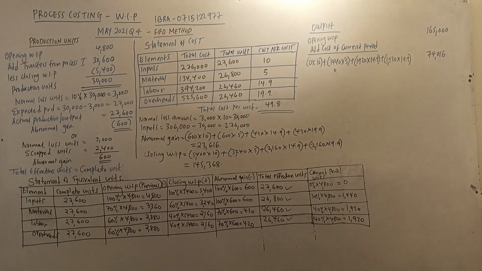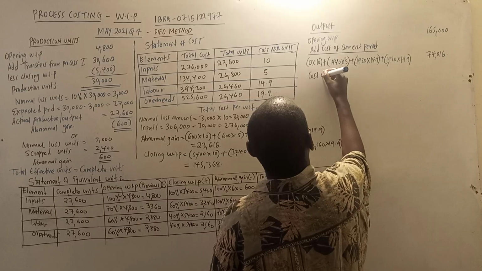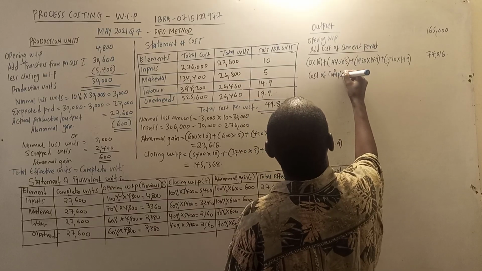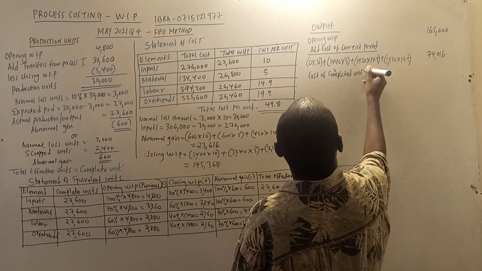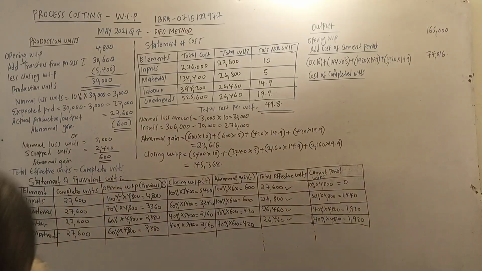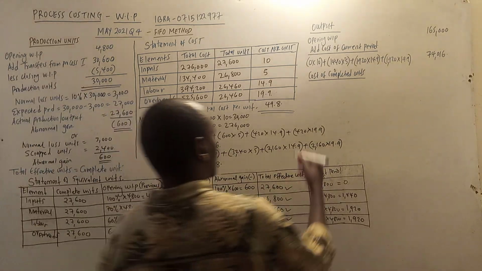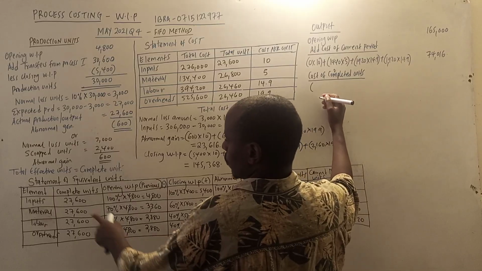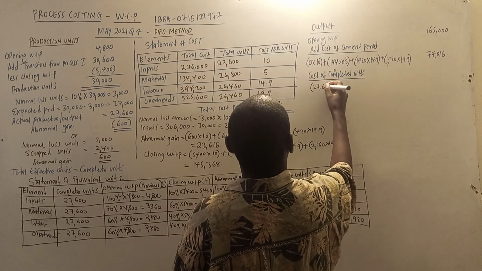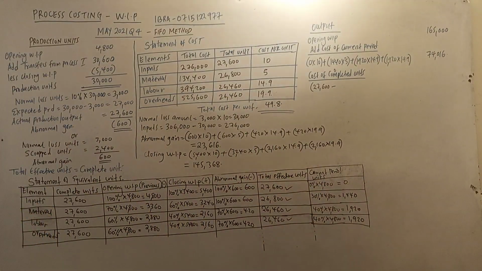Then we also add cost of completed units. So we also add cost of completed units, but remember to less. So under the cost, don't forget to less the loss. So even completed units here is 27,600. Not loss. Don't forget to less, not loss.